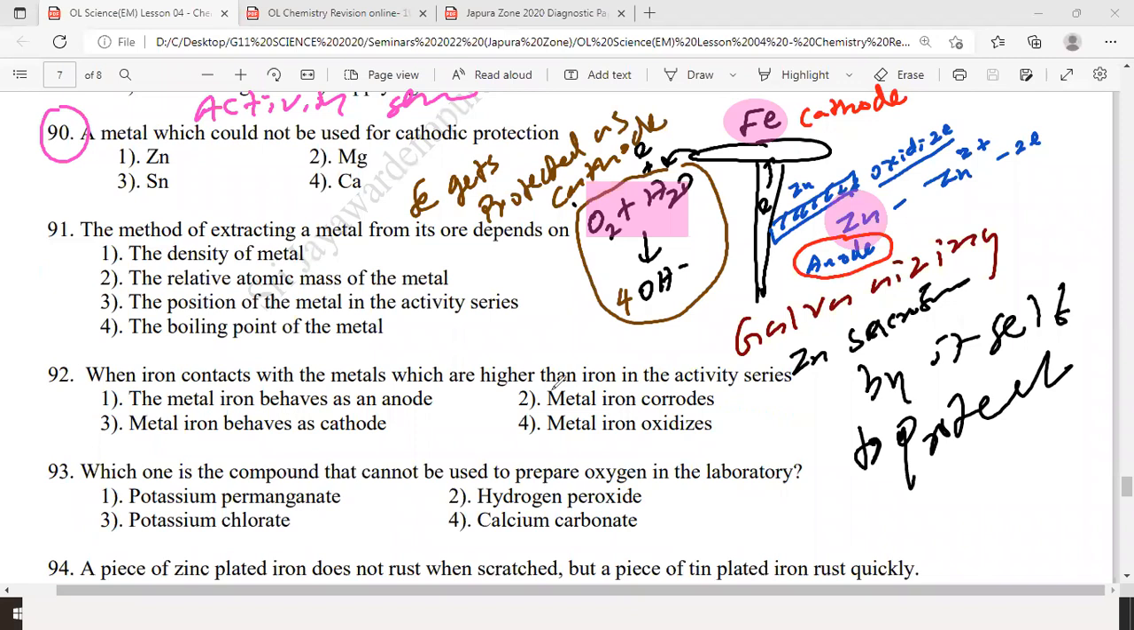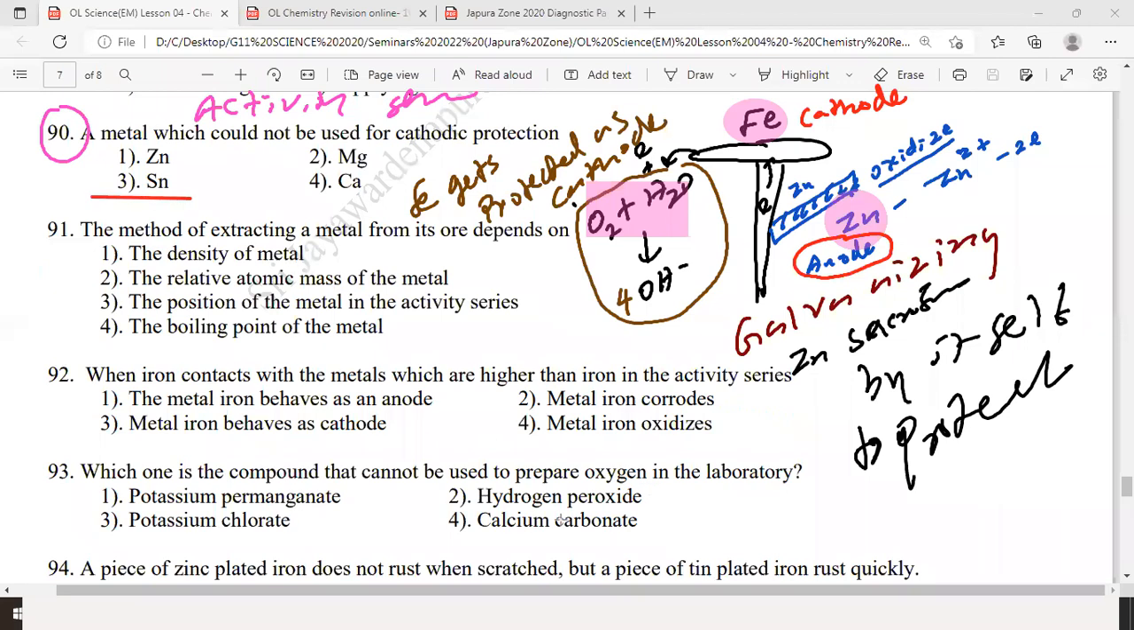Very important. First thing, you have to study the periodic table for the first 20 elements. Second thing you have to remember, the grade 10 activity series, from most reactive to least reactive, in the correct sequence. So the answer here is 3. For cathodic protection, you can't use tin.